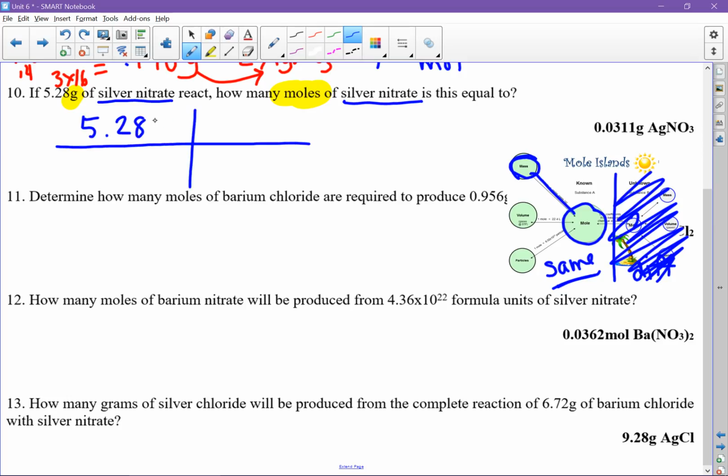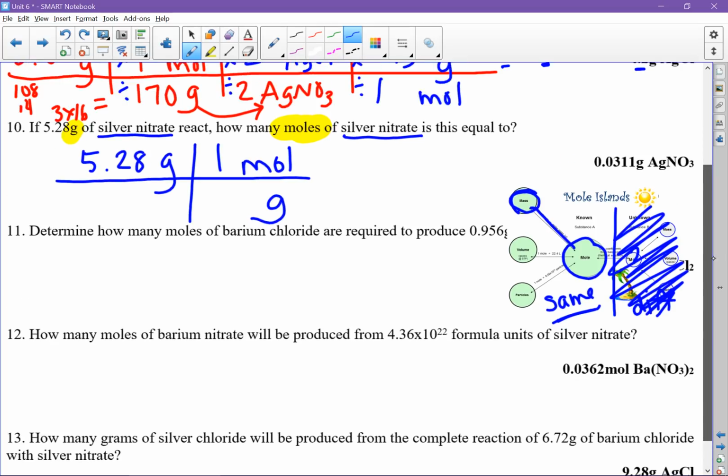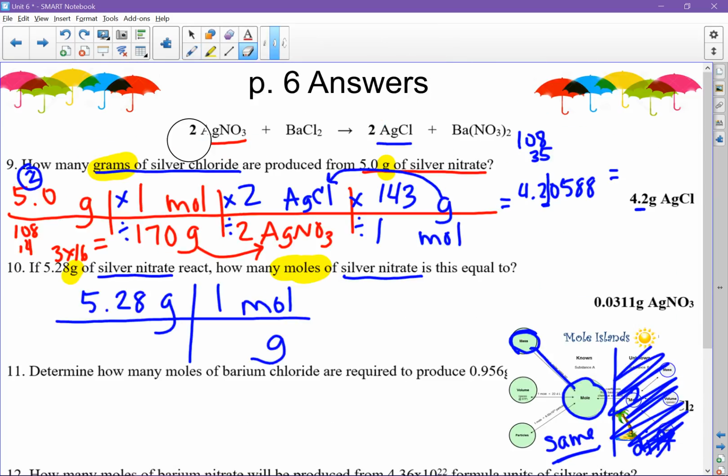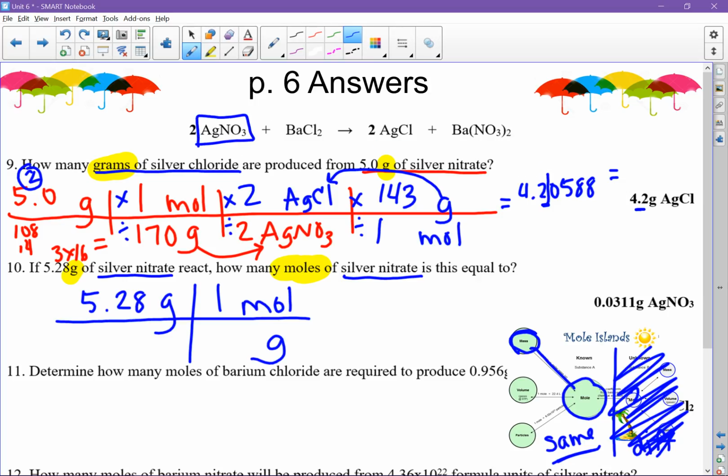So 5.28 grams. Grams will go down. I want to go to mole island. 1 will go with the moles, and grams means we need to find the molar mass. If you don't know what silver nitrate is, go find it up in the formula, the reaction. Silver nitrate is this chemical right here, so find the mass of that. Ag is 108, N is 14, and O is 3 times 16. When you add all of that up, the mass you should get is 170.